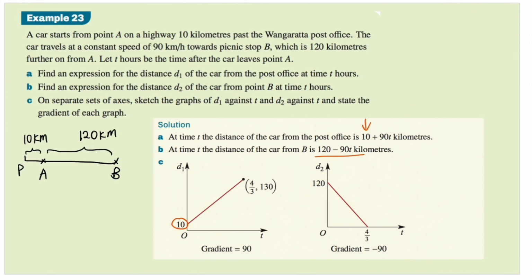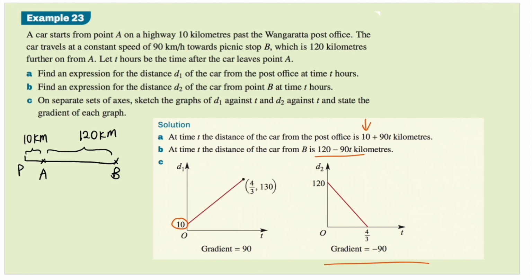The end point is the end of the journey, which is when the distance is 130 kilometers. Note the 130 kilometers here is equal to the initial 10 kilometers plus the 120 kilometers between points A and B. So if we're substituting d equal to 130, we find t to be 4/3 hours. So it took the car 4/3 hours to get to point B.